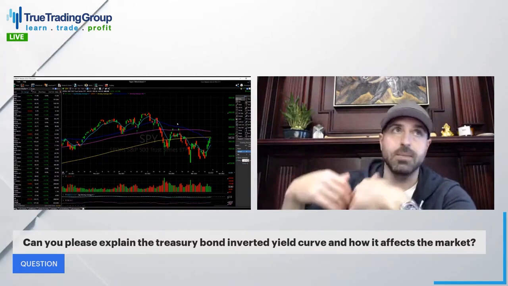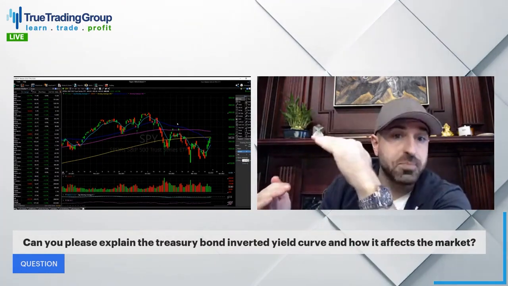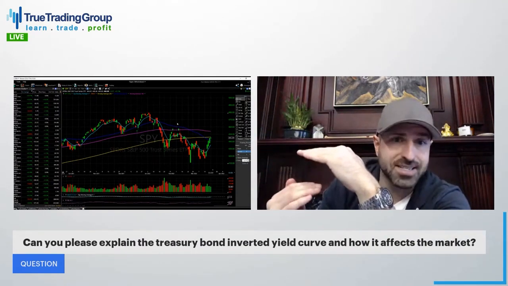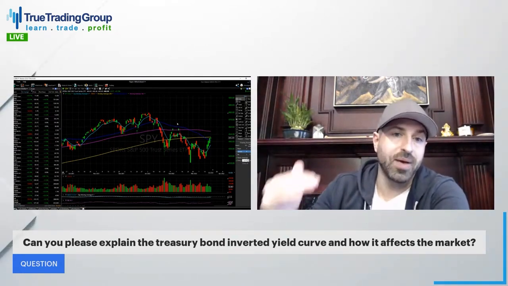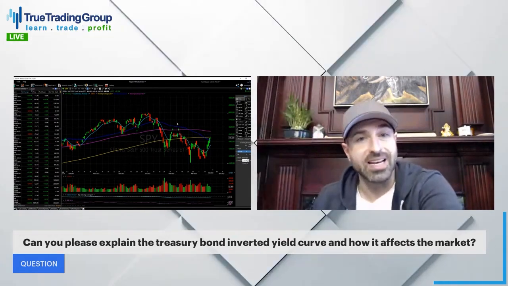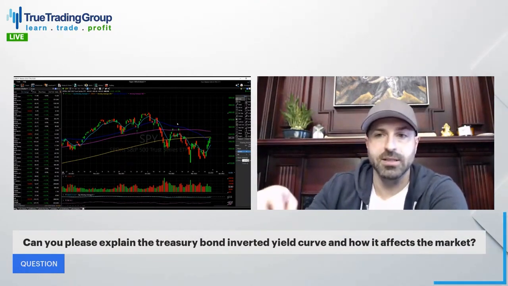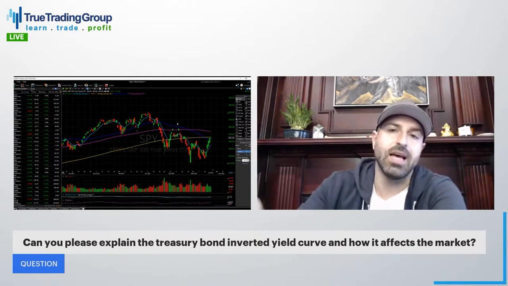So let's say next week the 2-year Treasury goes up to 2.3% and the 10-year goes down to 2.26. That's an inverted yield curve. That means the 2-year bond is paying a higher interest rate than the 10-year bond. That's a bad sign, and typically one of the leading indicators that the bond market is anticipating a recession.